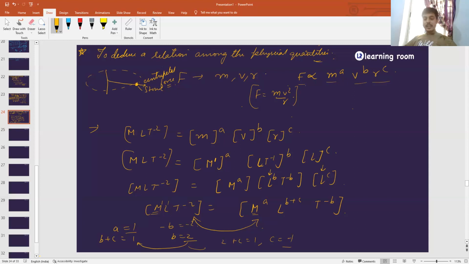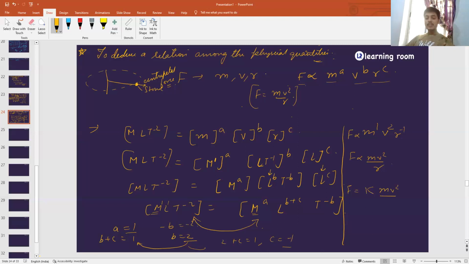So from here we can conclude that F is directly proportional to m to the power A, which is 1, v to the power B, which we get as 2, and R to the power minus 1. So F is directly proportional to mv square upon R. And if you want to remove this proportionality sign, we can write it equal to, with a K, because the constant we don't know. It may be half mv square upon R, it may be 4 mv square upon R. That constant we derive from physical experimentation.